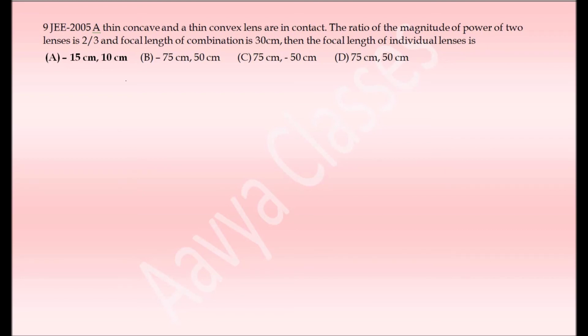Now by seeing this problem, you may infer that you have placed two lenses in contact with each other, and you have to apply the formula of equivalent focal length of the combination. So clearly you have to apply the formula 1 by f equivalent is equal to 1 by f1 plus 1 by f2. Here the ratio of magnitude of power of the two lenses is given. So the power of concave lens divided by power of convex lens, in magnitude, is equal to 2 by 3.